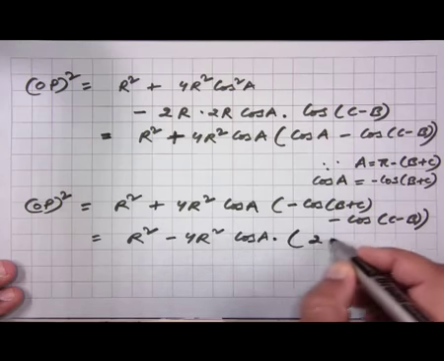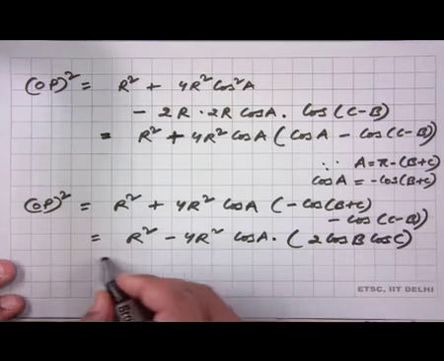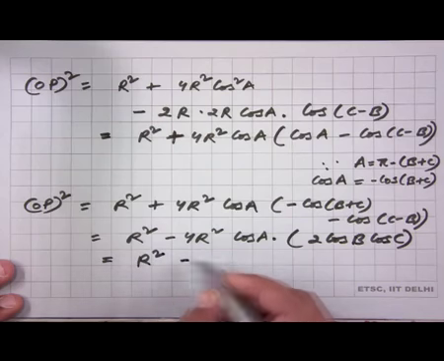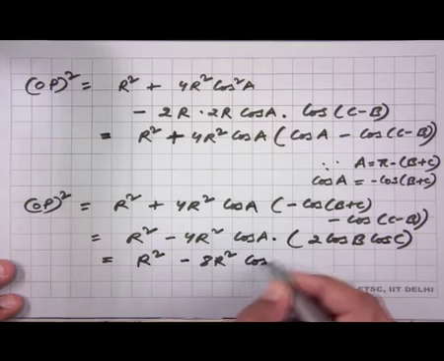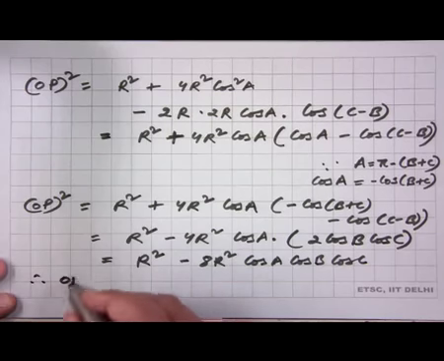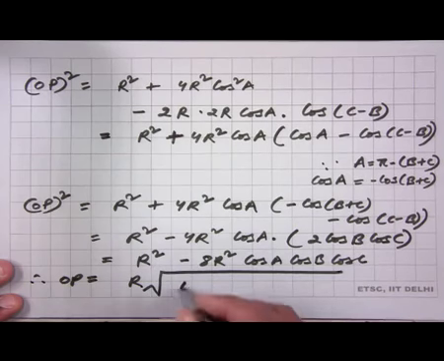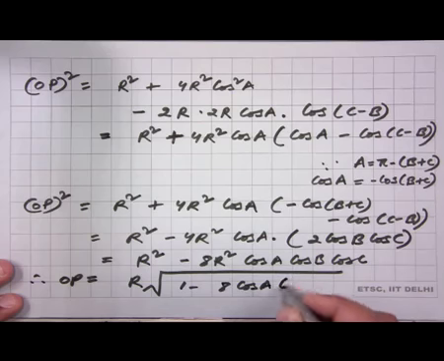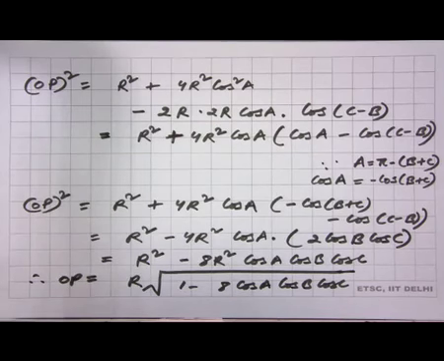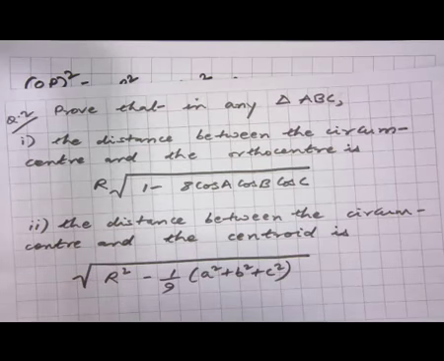This will become 2 times cos b into cos c, and therefore, we get finally OP square as... therefore, OP is equal to, take the square root, which is essentially what was asked to prove. But this only finishes the first part.